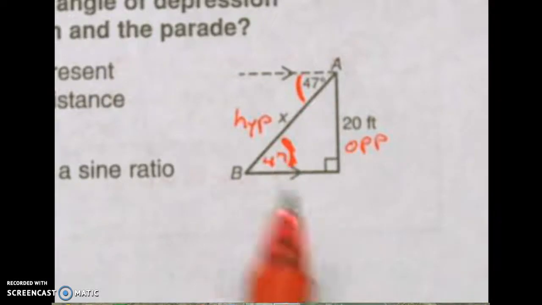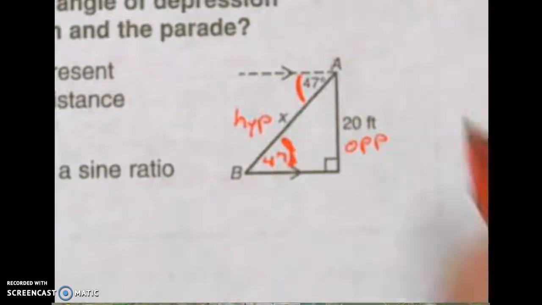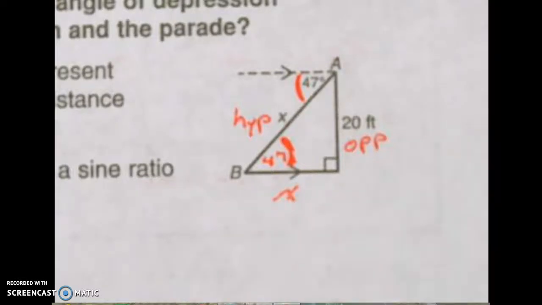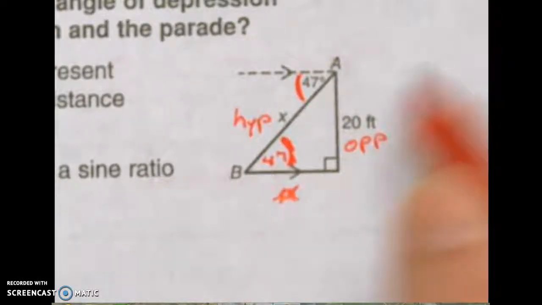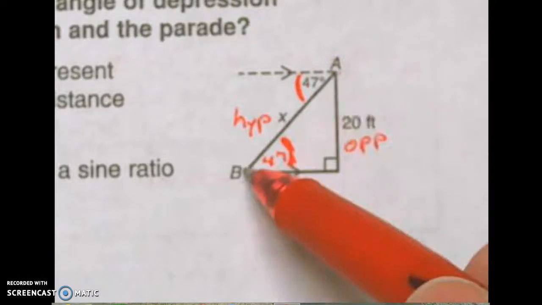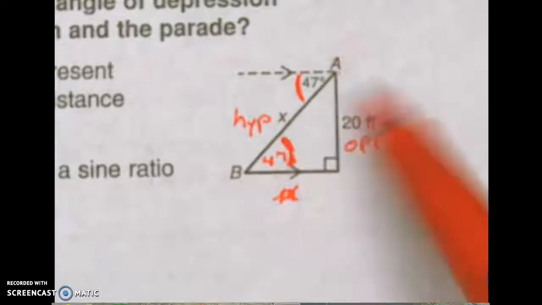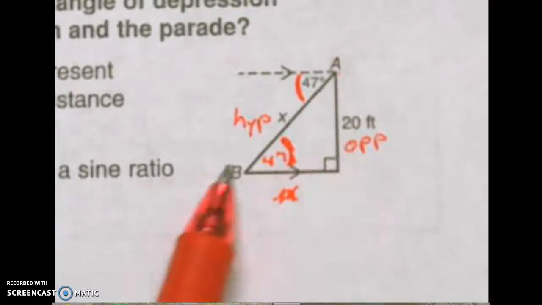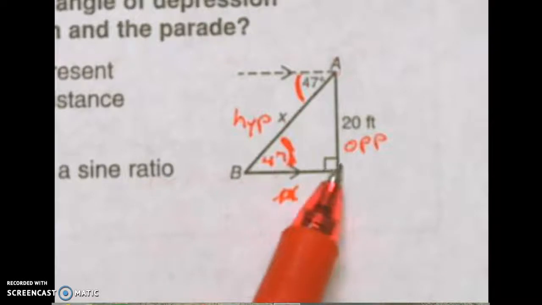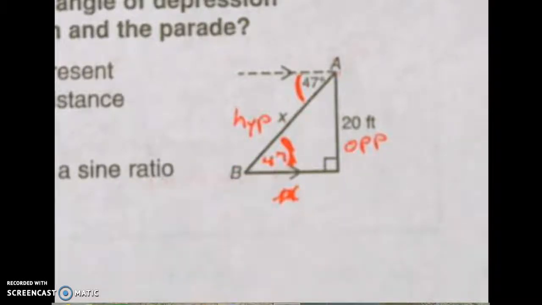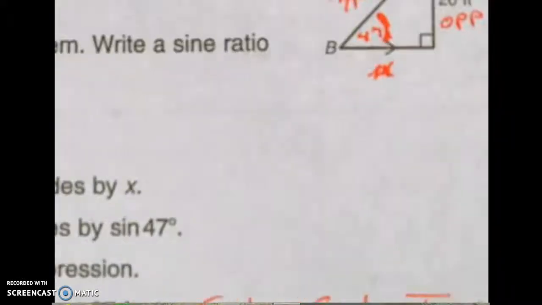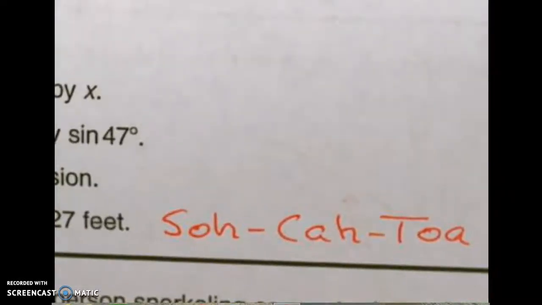If I'm looking for the length away from, no, we're not looking for that length, sorry. We're looking for the actual distance from her to the parade, not the horizontal line, but the hypotenuse. So there's my x. If I know that my opposite side from the 47 degrees is 20 feet, the hypotenuse is x, I'm going to be using the sine function. So you're setting up your problems just like we've been doing. Remember that SOHCAHTOA. So sine means opposite and hypotenuse.